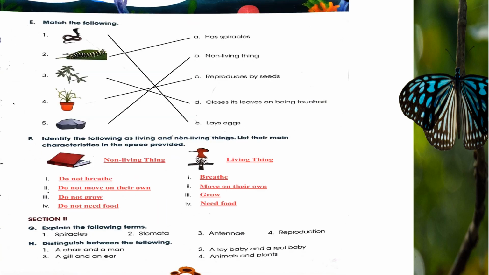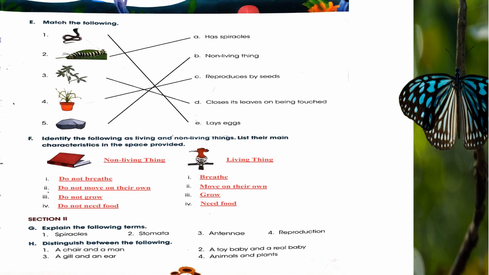Match the following. First, snake. Answer is lays eggs. Snake matches with lays eggs. That is E. Second, caterpillar matches with has spiracles. That is A. Third, mimosa tree matches with closes its leaves on being touched. That is D. Fourth, grass matches with reproduces by seeds. That is C. Fifth, stone matches with non-living thing. That is B.